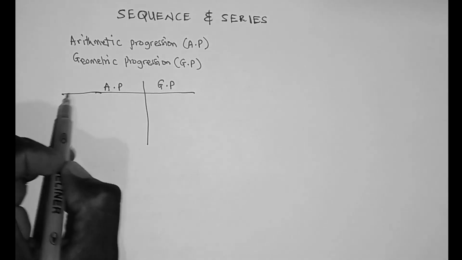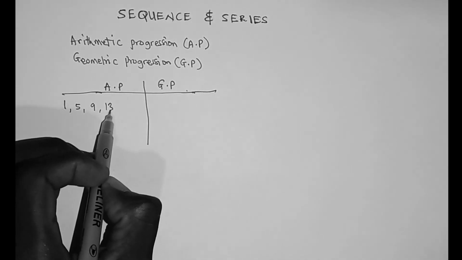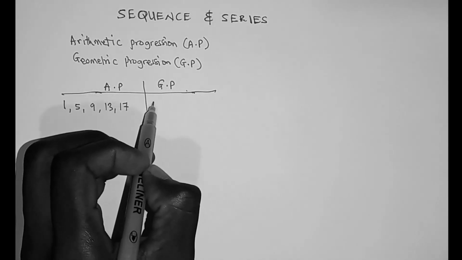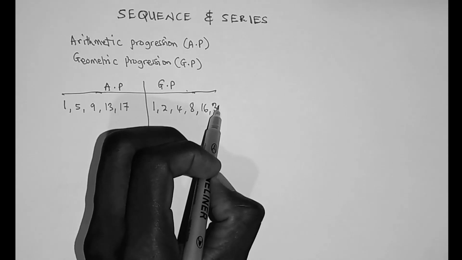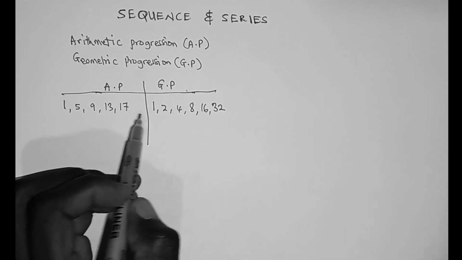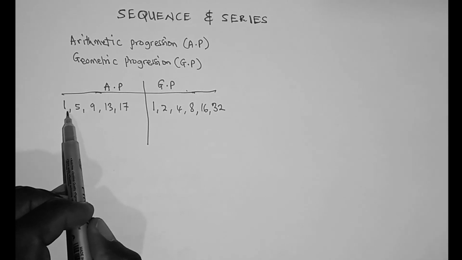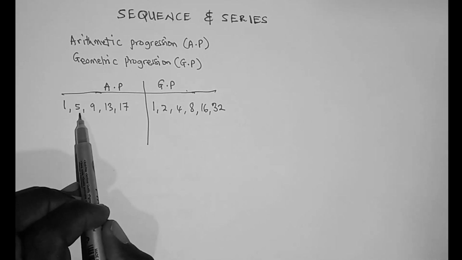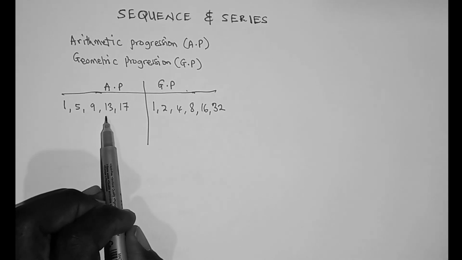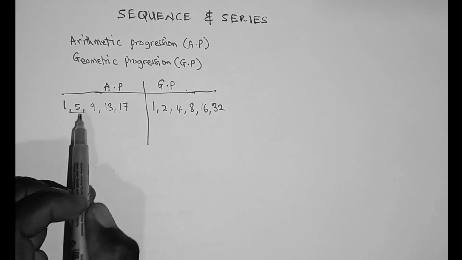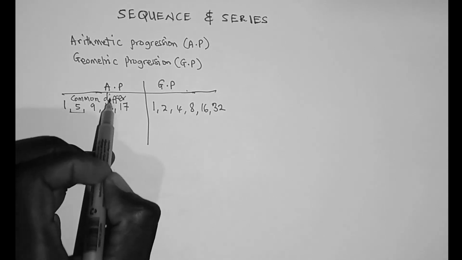So let's assume we have these numbers, like for example 1, 5, 9, 13, and 17. And on the other hand, we also have numbers like 1, 2, 4, 8, 16, and 32. What can we say about these two sets of numbers? When we come to the arithmetic progression, you see that the difference between 5 and 1 is 4. And the difference between 9 and 5 is also 4. The difference between 13 and 9 is 4. And the difference between 17 and 13 is also 4. So you see that in arithmetic progression, there is a common difference.